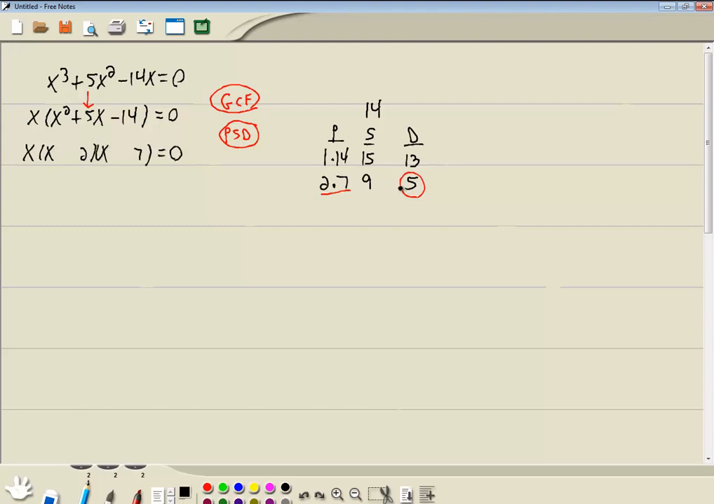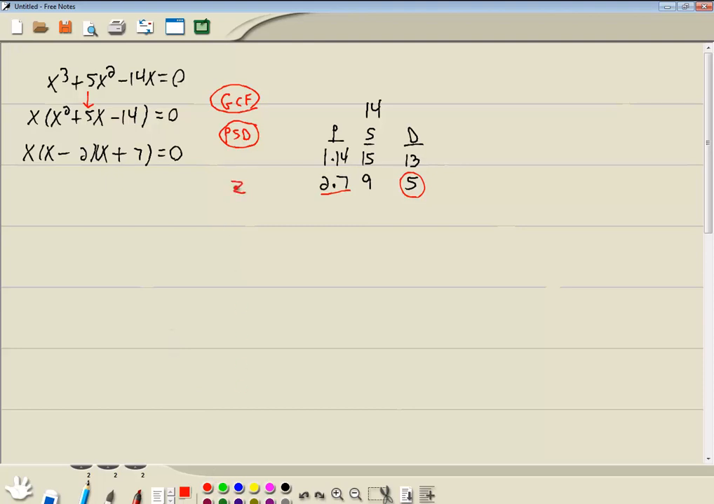Now the larger number that we're using, 2 and 7, so the larger number we're using in the P column, which is 7, will always be the same sign as the middle term, which is positive in this problem. Now the numbers circled in the difference column, D for different signs, so if this one's positive, this one has to be negative.